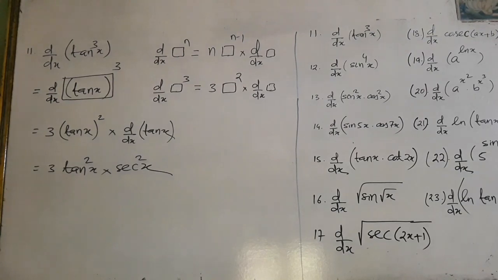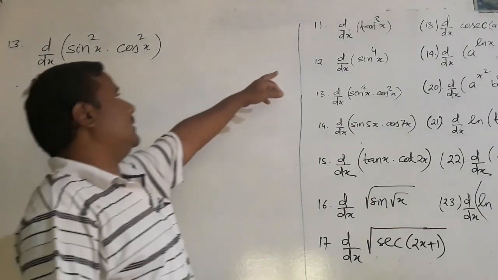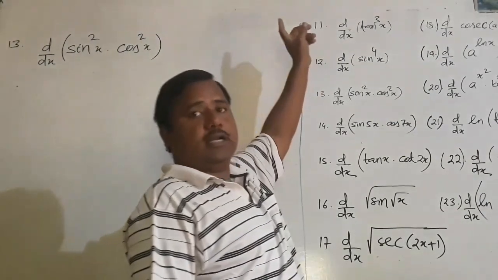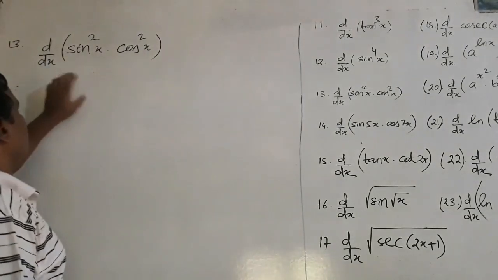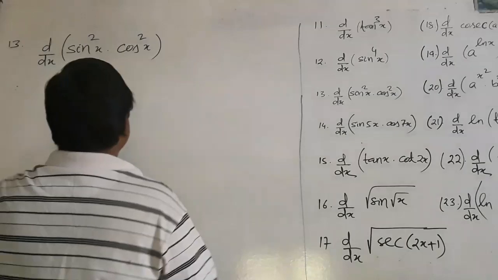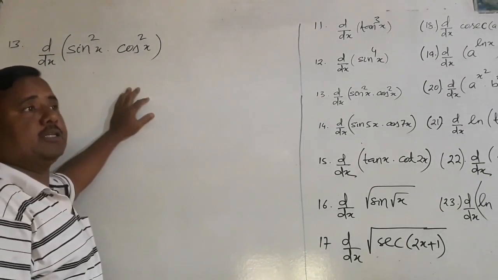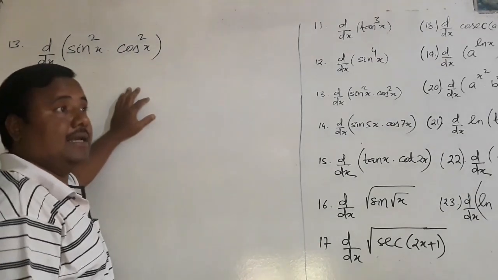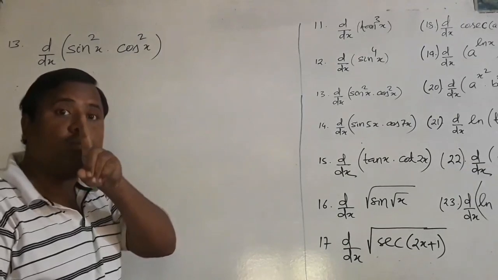Okay, number 14. Now number 12 is like number 11. You can do it. Now I am doing number 13. Number 13, look at here. This is u, this is v. If you apply the product formula, u derivative v plus v derivative u, then it is very lengthy. And these are two things. We should make it as one thing.